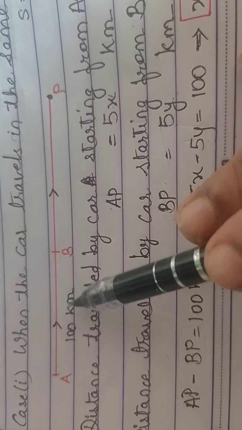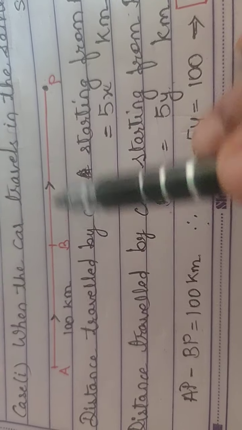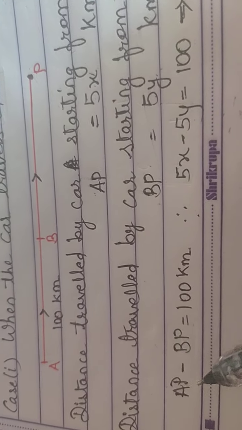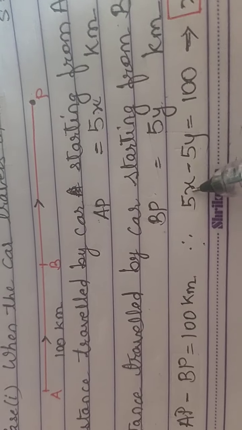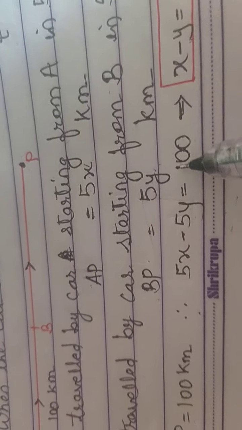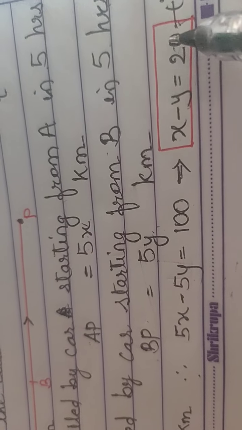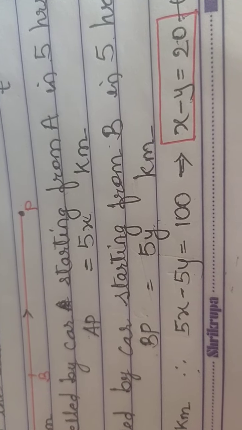And from the figure, it is clear that AP minus BP is equal to 100 kilometer. So we can formulate the equation as AP minus BP is 100 kilometer. Hence 5x minus 5y is equal to 100, dividing throughout by 5, we get x minus y is equal to 20. This is our first equation.